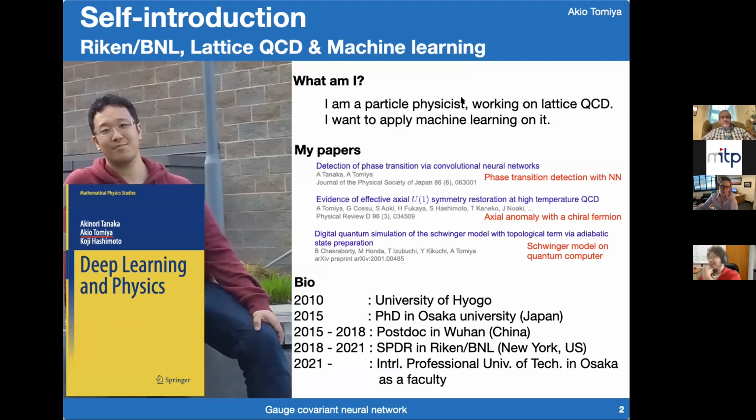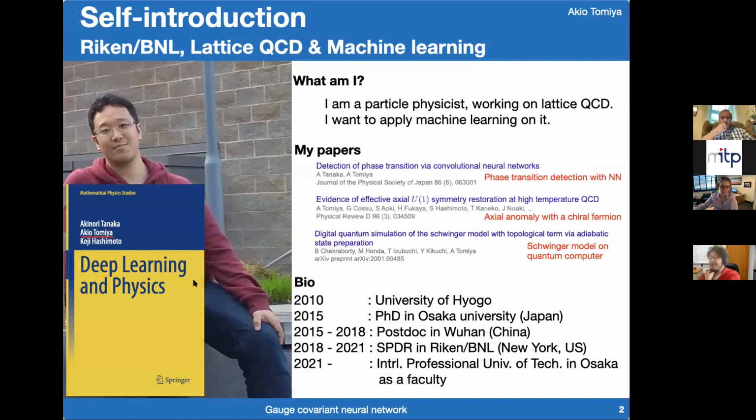So I'm working on lattice QCD mainly, and I want to apply machine learning to lattice QCD. I've been working on this topic for maybe 5 years. I'm working on neural networks and the axial anomaly at high temperature. And also recently I'm working on the Schwinger model on a quantum computer.